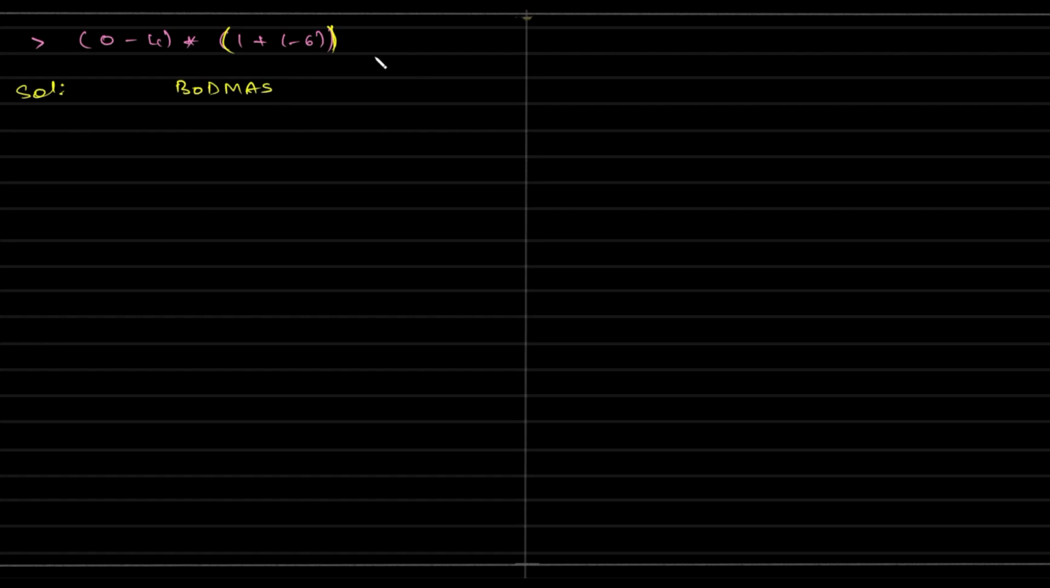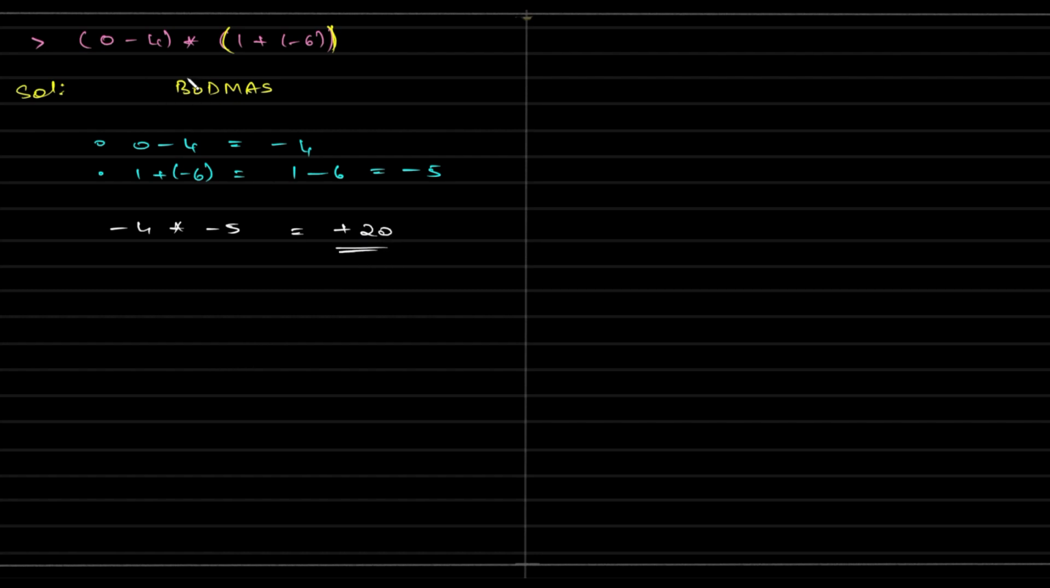Okay, so we have two brackets. Let's solve them individually. 0 minus 4 is minus 4. Then we have 1 plus of negative 6. So 1 plus negative 6 is negative 6, is it not? And this is nothing but difference. We have to take the difference being negative. 6 minus 1 is 5. So resubstitute it over there. We have negative 4 into negative 5. Negative negative is positive. 4 5s are 20.